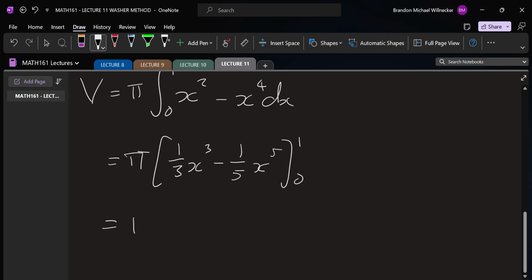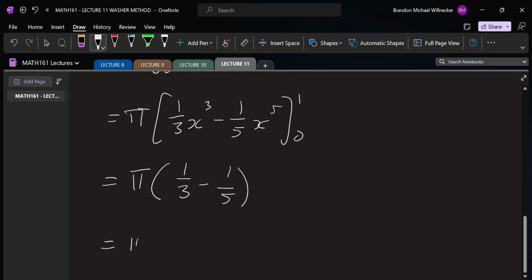Okay, we can forget about the 0, that's not going to make a difference. We get 1/3 minus 1/5. A little bit of cross multiplying. So get the 5 minus the 3, so that's 2/15. Okay, and again, you can put units cubed since it's a volume, but I'm not worried about that.